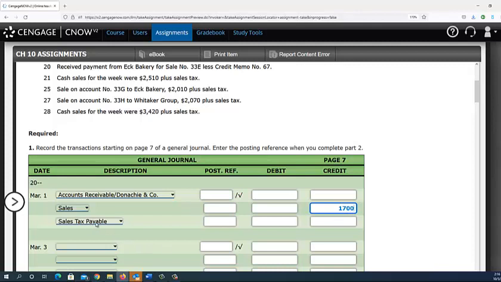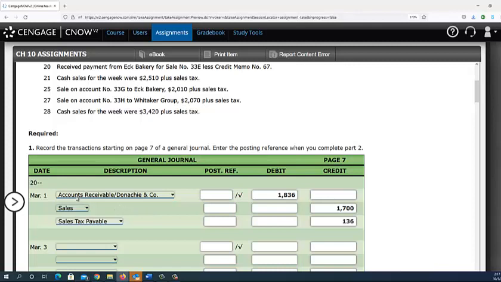The sales tax was 8%. So that's getting credited because we owe this. We're collecting it on behalf of the state. So we are crediting that to show a liability of $136. So in accounts receivable, we're going to enter the total of the two, which would be $1836. Now we'll post this journal entry to the ledger and the accounts receivable ledger.